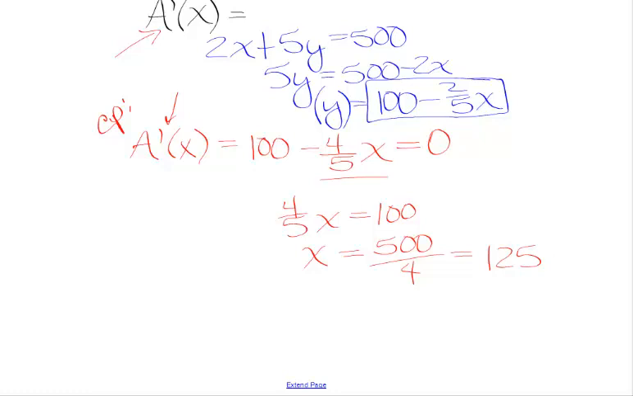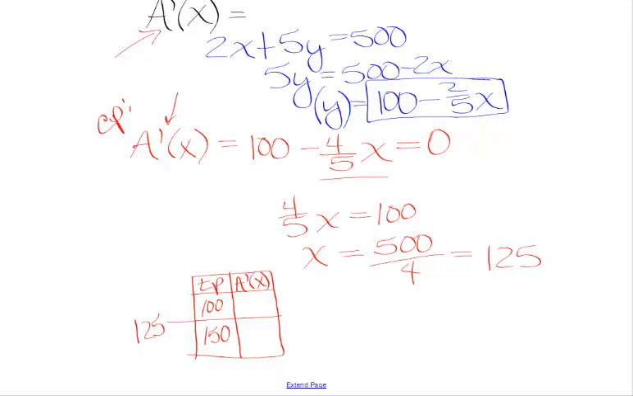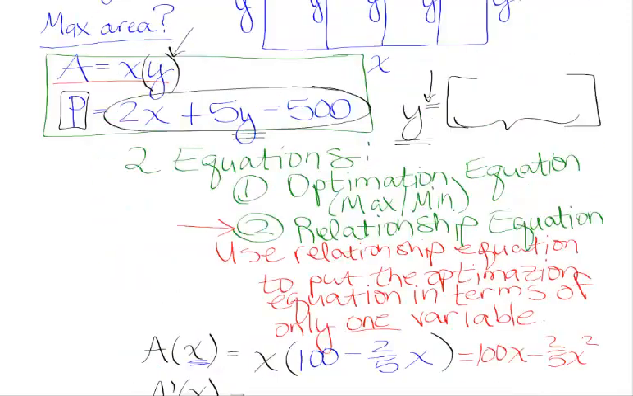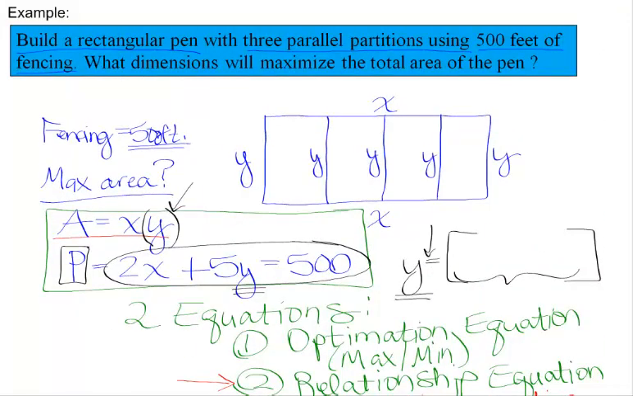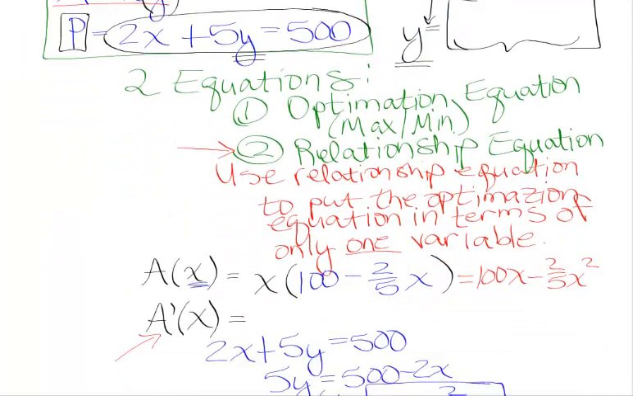So there's 125. That is my one and only critical point. I need for that critical point, and this is A prime of x, label things correctly, I need for that critical point to be a, all the way back up here, maximum. What dimensions will maximize the total area of the pen?